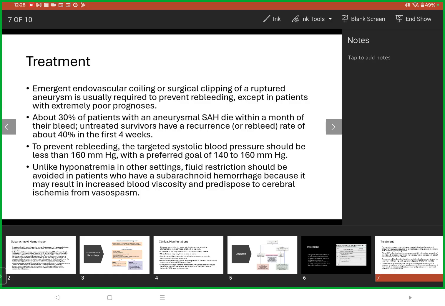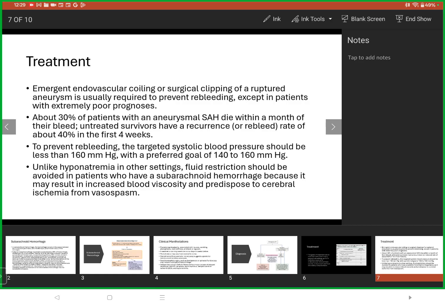The common question pertaining to the postgraduate examination is that you are supposed to tell that emergency endovascular coiling or the surgical clipping is to be ordered. In the vast majority of cases nowadays, they prefer to have an endovascular coiling over the surgical clipping. We'll not go into the details of that discussion because, based upon whether it is anterior or posterior circulation, the neurosurgeon or the interventional neurologist decides whether the coiling is superior or the surgical clipping. But from the medicine perspective, it has been mentioned that the endovascular coiling is found to be superior. Now, about 30% of the patients with an aneurysmal subarachnoid hemorrhage die within a month of their bleed.